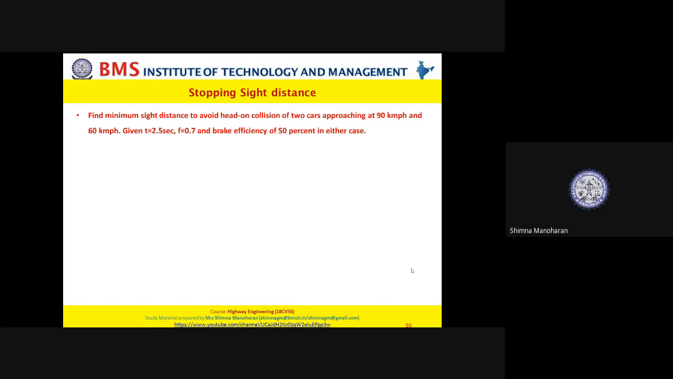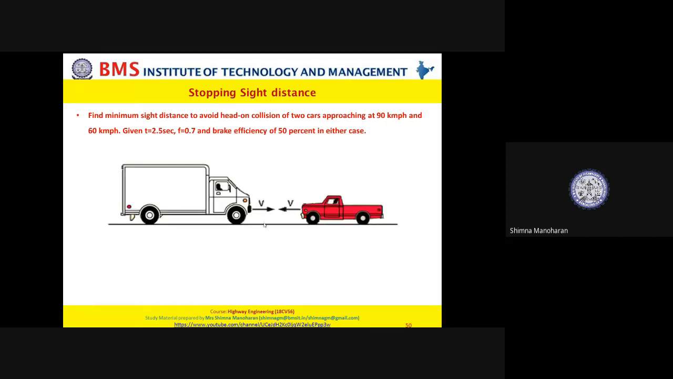Alekya? Yes, ma'am. Did you compute the previous numerical? Did you get the SSD value? Yes, ma'am. Okay, so here you have to determine the minimum sight distance to avoid head-on collision. There are two cars approaching and the speed of each car is given. So this is the situation: one car approaching from here and another car approaching from this side. How will you compute the minimum sight distance required so that the vehicles don't collide?